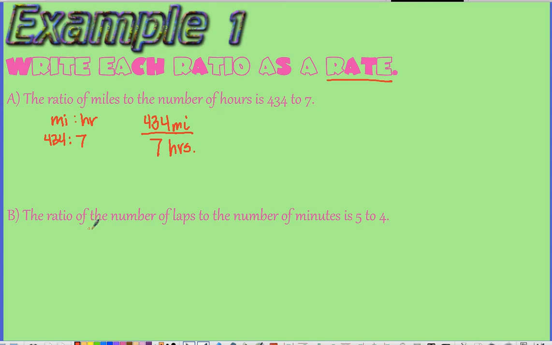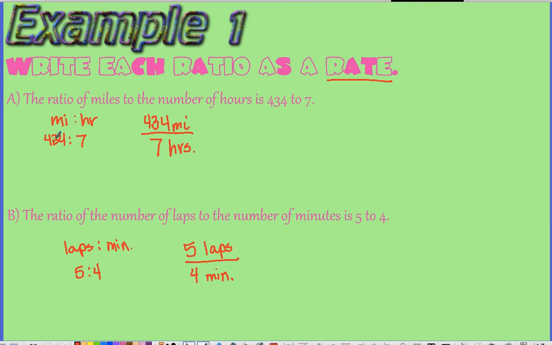Okay, and then we're going to take the ratio of the number of laps to the number of minutes, so it's 5 to 4. And we're going to write that as a rate. So we have 5 laps per 4 minutes. Again, this is a rate and not a unit rate because we're not comparing it to one unit of something. We're comparing it to multiple units, so multiple minutes and multiple hours.